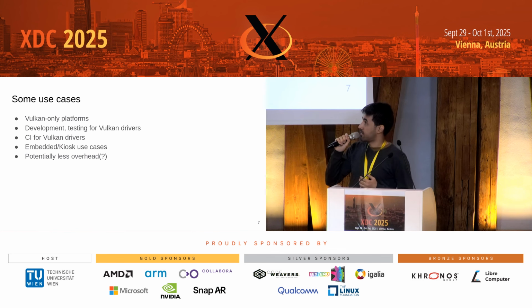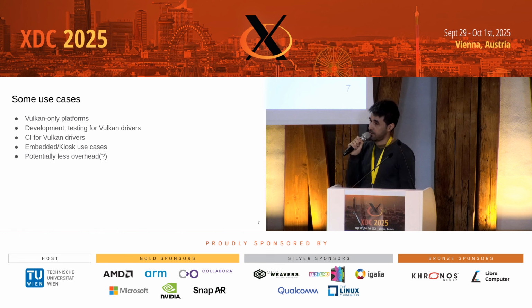CI for Vulkan drivers. So, for example, if you're going to enable Mesa CI for the PowerVR driver, which is only Vulkan, perhaps this would be a way to enable WSI tests at first, before having to wait for the entire Zink enablement. Then there's a lot of embedded use cases where perhaps you would be interested in something like lower latency or whatever Vulkan optimizations might exist.